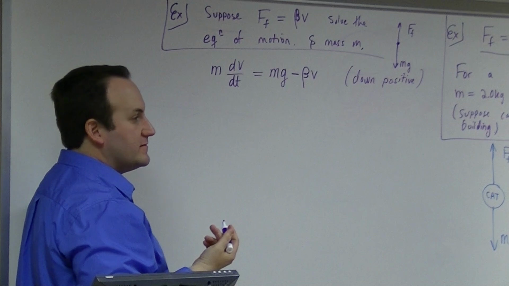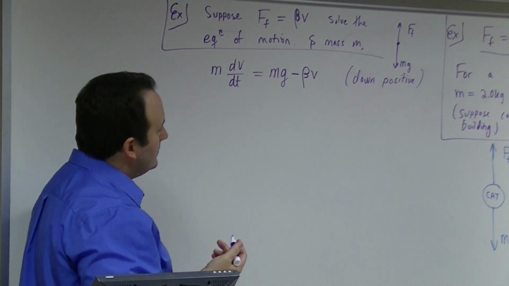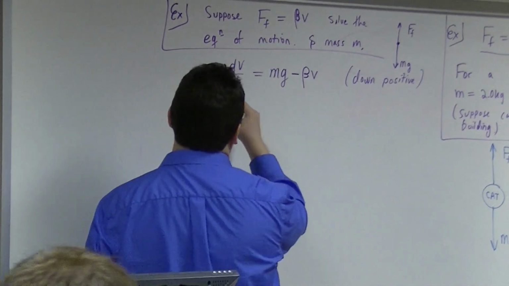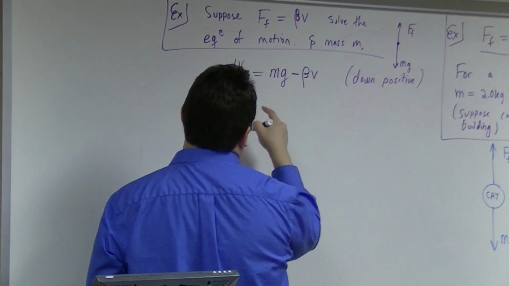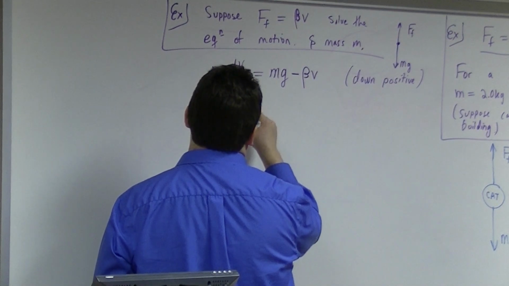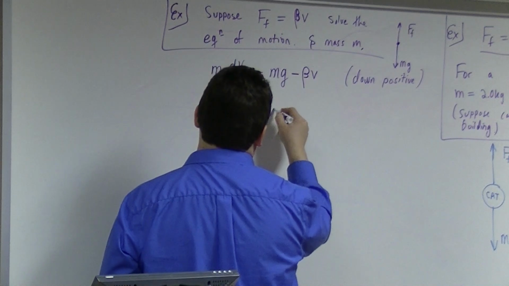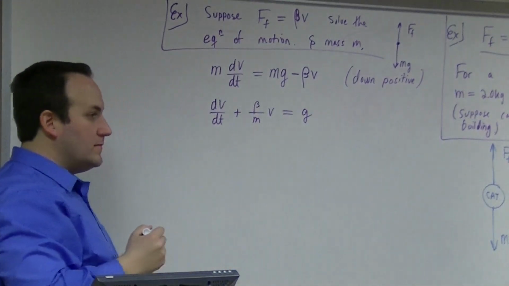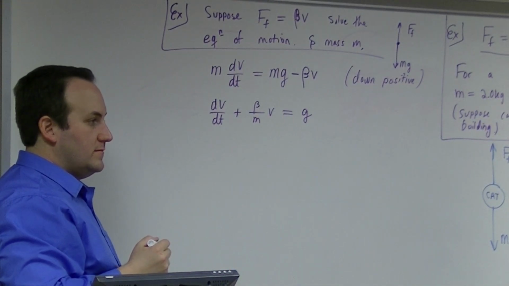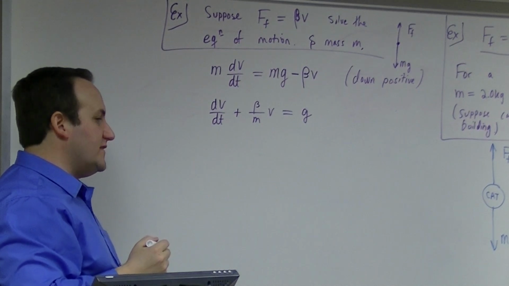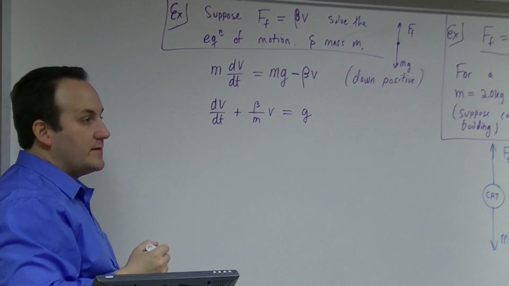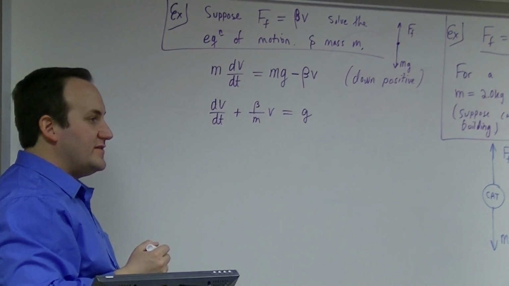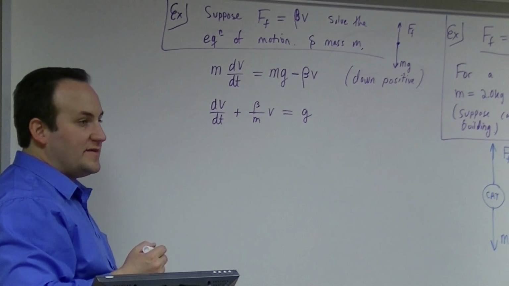Now the question is, can you solve that? Well, if I divide by m, what I have then is dv/dt. Let's see here, add v to the other side: plus beta over m times v is equal to g. There's a pretty decent chance you'll learn how to solve this in calculus 2. This is called a linear ordinary differential equation. You can solve this by something called the integrating factor method.